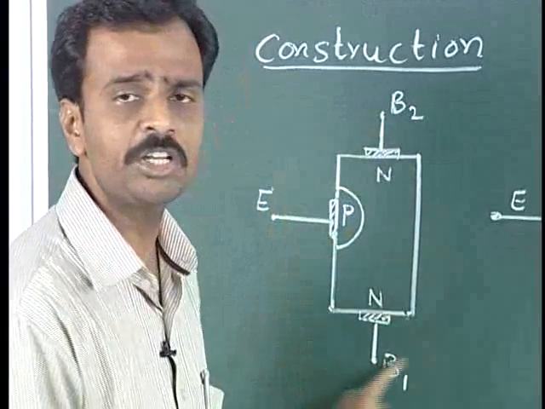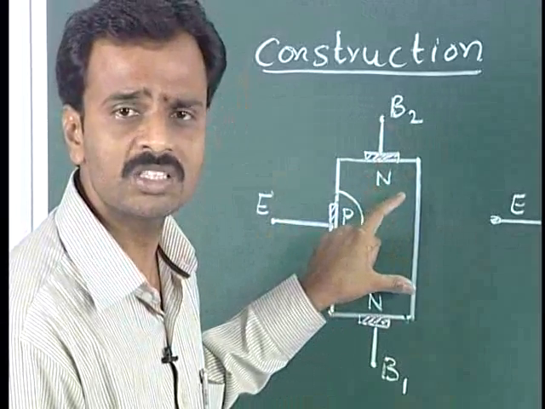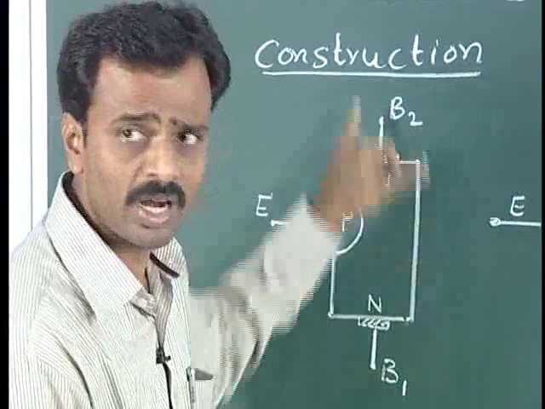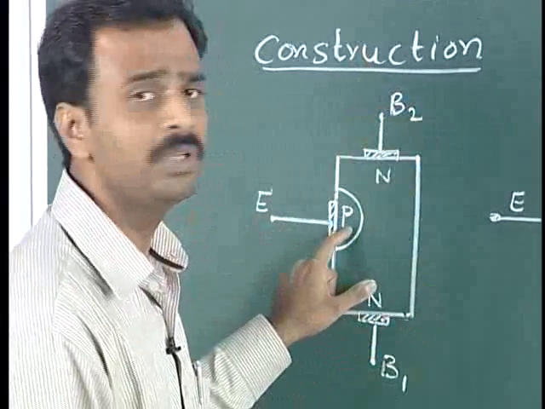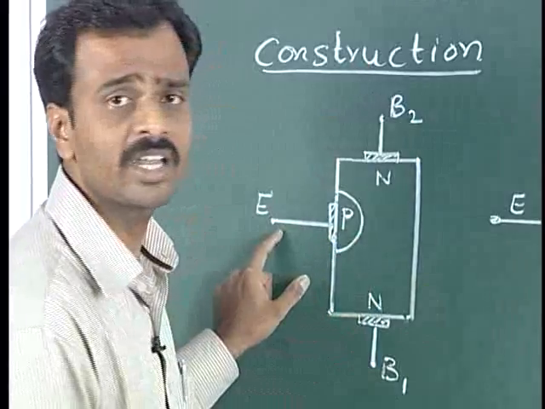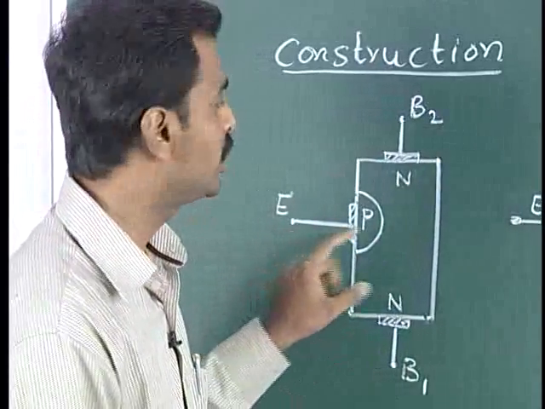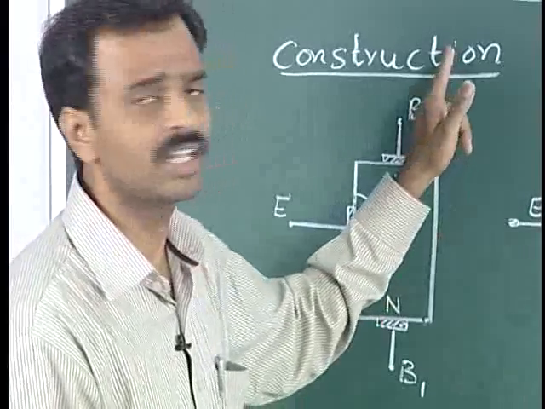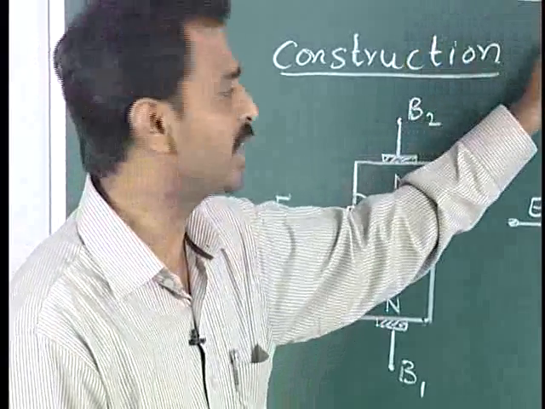So totally it is a 3-terminal device, where the 2 terminals have been taken from the n-type silicon bar and given the names base 1 and base 2. The terminal taken from the PN junction is called the emitter terminal. So it is a 3-terminal device with a single junction, hence the name uni-junction transistor.